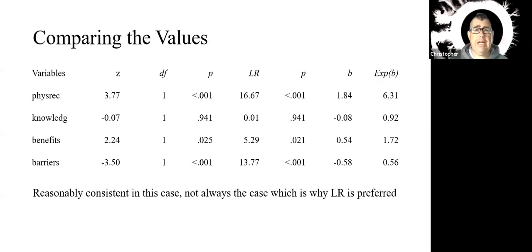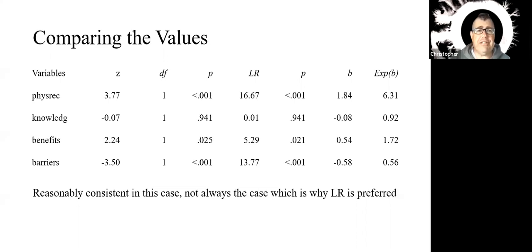Just comparing the different values, this is a situation where we really don't have much of a difference depending upon the sort of test that we use. It looks like we don't have much of a difference in terms of the probability values. That's true and not true. These are actually somewhat different estimates. We can see the likelihood ratio chi-square for physician's recommendation is 16.67.